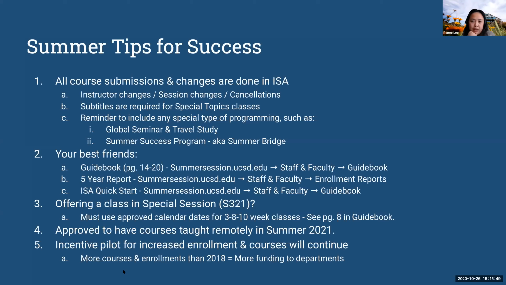And then number 3, if you plan to offer classes in special session, be sure to identify which subterms. So typically we have the 2 5-week sessions, session 1 and session 2, but we also have this special session, which has that variance of the different weeks, like 3, 8, or 10-week classes. So we do provide that flexibility for departments to use that. But be sure to use the correct calendar dates, because those are what's set up in the registrar within the system. So we have to adhere to those. Very good.